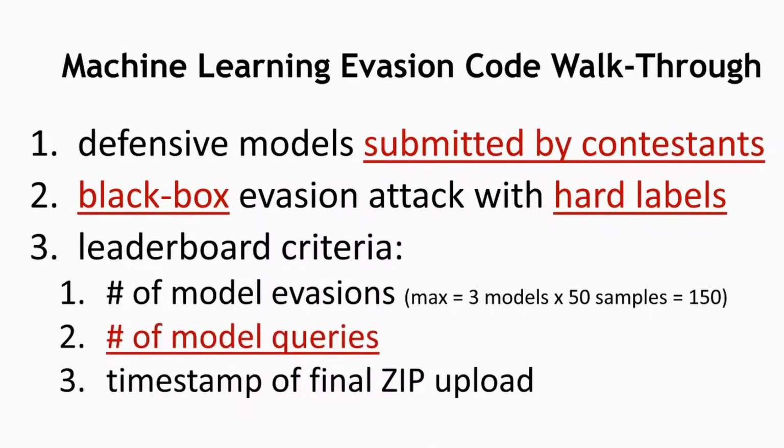Finally, we considered the leaderboard criteria while designing our solution. The first criterion considers the number of model evasions. With 3 models and 50 malware samples, the maximum score is 150 points. A tiebreaker would be decided by the efficiency in which the models were evaded. So we count the number of model queries. Thus, contestants are incentivized not only to be evasive, but also to do it efficiently.